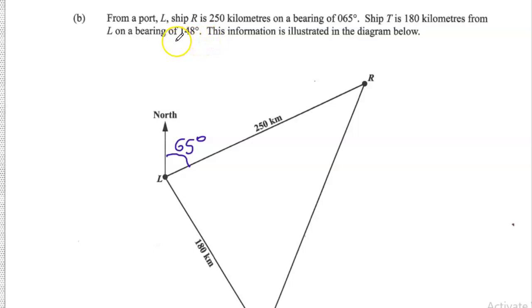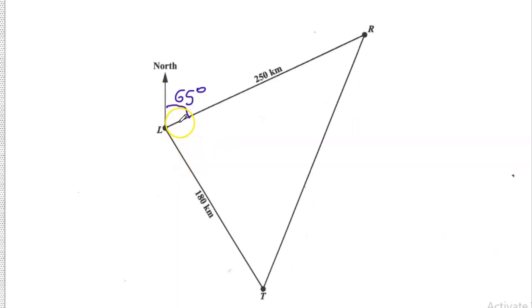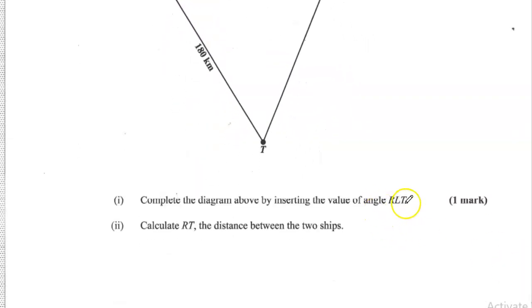So ship T is 180 kilometers from L, on a bearing of 148 degrees. So from L, this angle inside would be 148 minus 65, which gives us 83 degrees. So what are we asked to calculate now? Complete the diagram, we just did that. Calculate RT, the distance between the two ships.